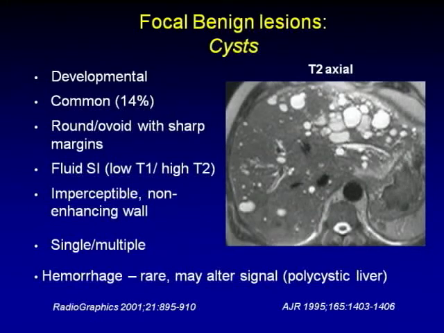They can be single or multiple, and their signal intensity on MRI can be altered by the presence of hemorrhage, though hemorrhage is relatively uncommon in simple cysts, but does tend to occur if you have multiple cysts, particularly in the context of polycystic liver disease.